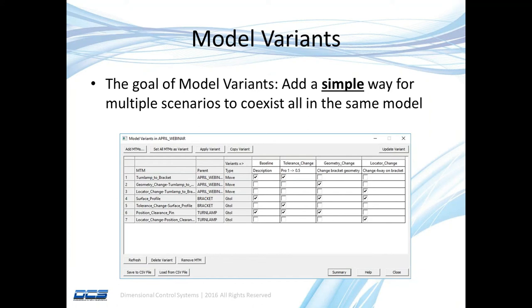So the goal of model variance is that you have to set it up once, then 3DCS is going to remember what moves, tolerances, and measures you had turned on and off for that specific model variant, as it's called. And then through this window, you can quickly apply and change between your baseline and potentially three, four, or five, as many other variants as you want, to check out which one's going to give you your best results.